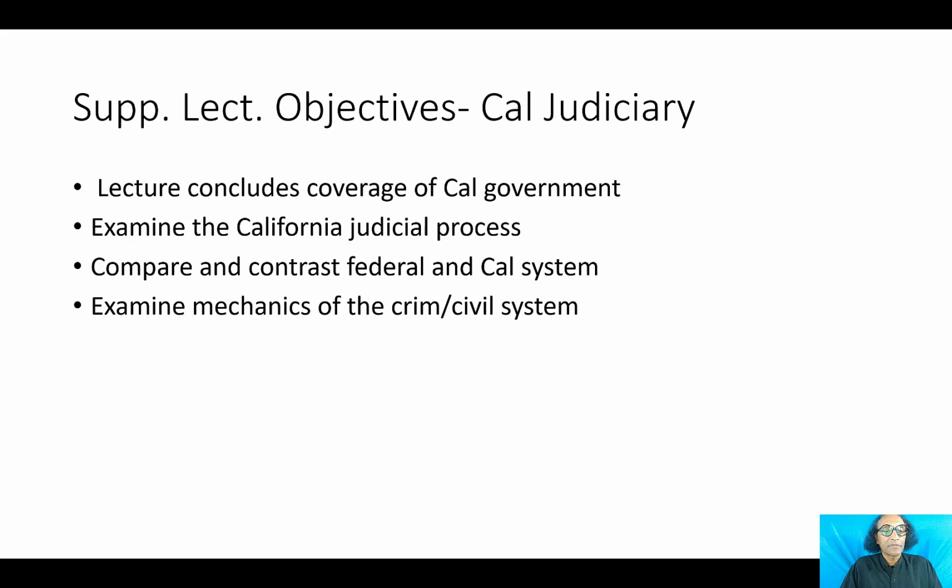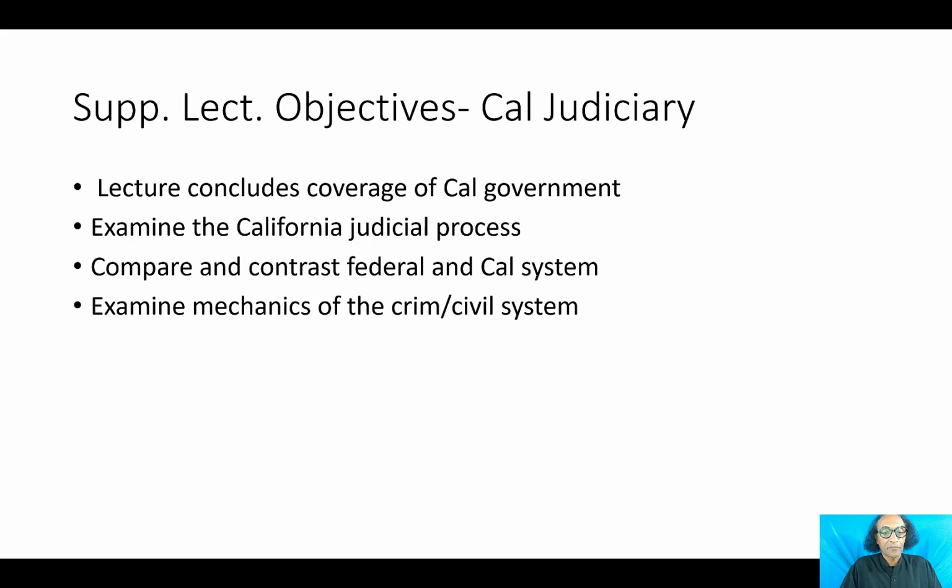In this supplementary lecture, we have 4 objectives. First is to conclude our coverage of California government. Unfortunately, we cannot cover other aspects of California government, so we have to concentrate on the 3 branches of state government. So we've covered those, and this is the last section of California government. I urge you to read the short PDF document I posted on Blackboard. I will give you additional information. Here we shall examine the California judicial process.